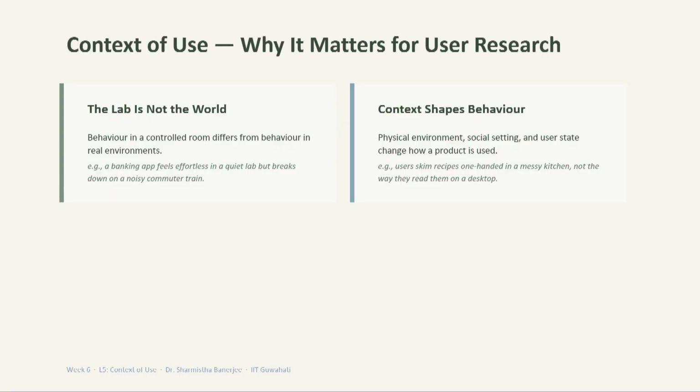Then context shapes the behavior. Physical environment, social setting and user state change how a product is used. So say for example, in the same ATM example that we were talking about, if there are 5 people waiting behind you and you are struggling with the interface and you start feeling bad that, okay, there are lots of people waiting behind me and I am not able to operate this machine properly, that will start shaping your behavior.